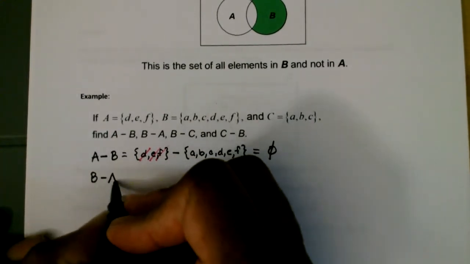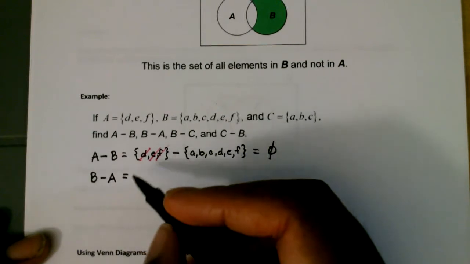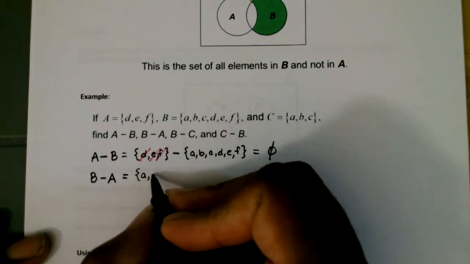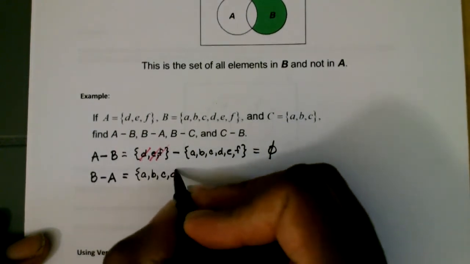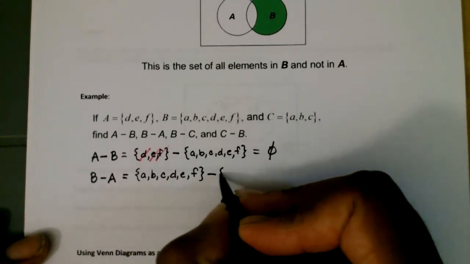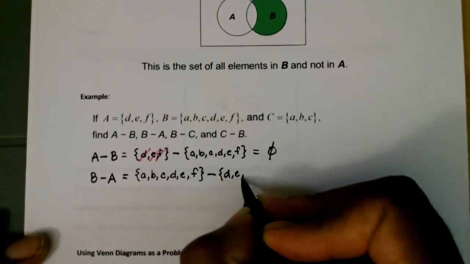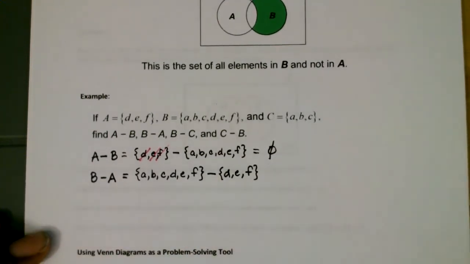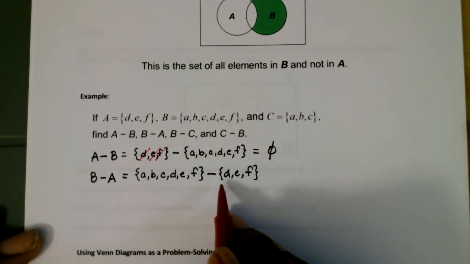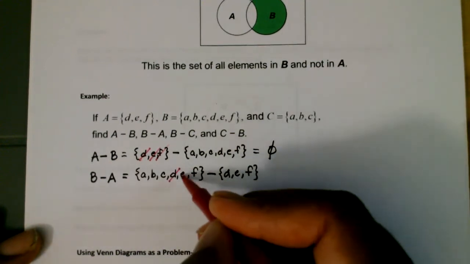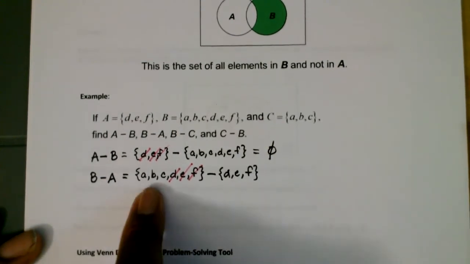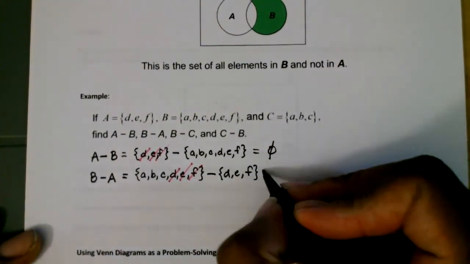And then this will be the complement of A relative to B. B has these elements, A, B, C, D, E, F. And A has the elements D, E, F. So if I take away elements in B that are in A, which is in this case D, E, and F, this is what I'm left with, just A, B, and C.